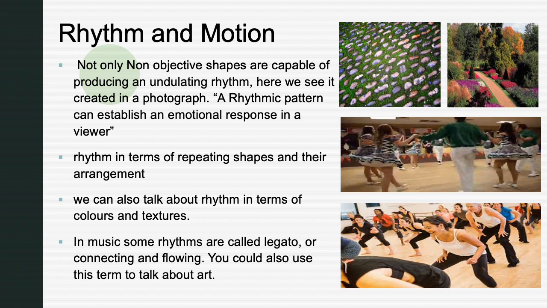On the left side of the upper image, you can see the different textures of stones and grass, and on the right side textures in a garden. These are also creating beautiful rhythm. In music, some rhythms are called legato, or connecting and flowing. You could also use this term to talk about art.